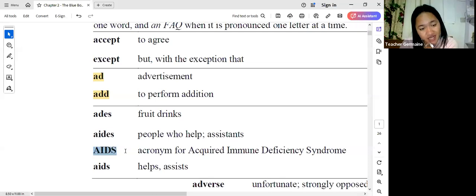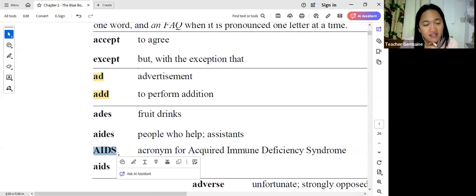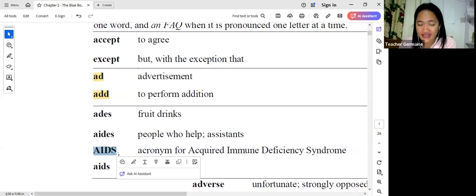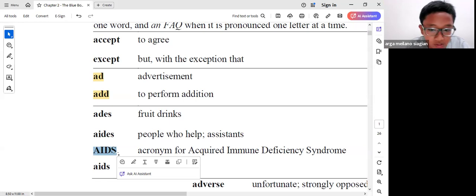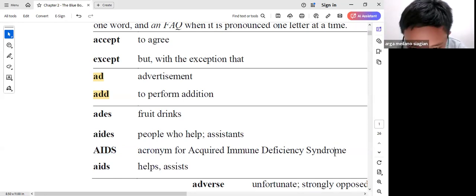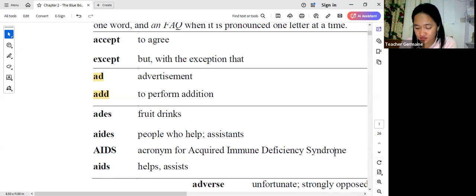We also have the next word. Okay. Aaron, how do we spell the third word? A, I, D, S. Yes. So what does it stand for? It is an acronym for, read this one. Acquired immune deficiency syndrome. Okay. Acquired immune deficiency syndrome.